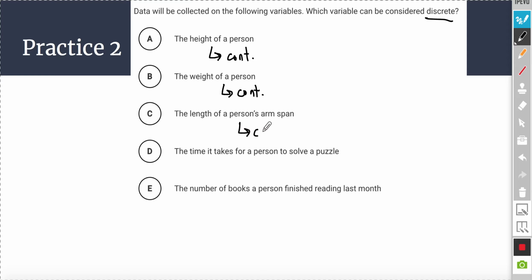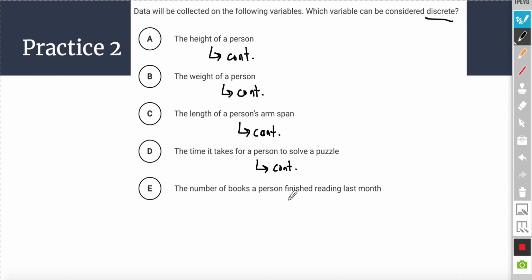You could have an arm span that's 5 feet and 8.276 inches or something like that, right? It's going to come on a continuous spectrum, not in these sort of increments. The time it takes for a person to solve a puzzle. That is also going to be continuous, right? That stopwatch could stop at any fraction of a second.